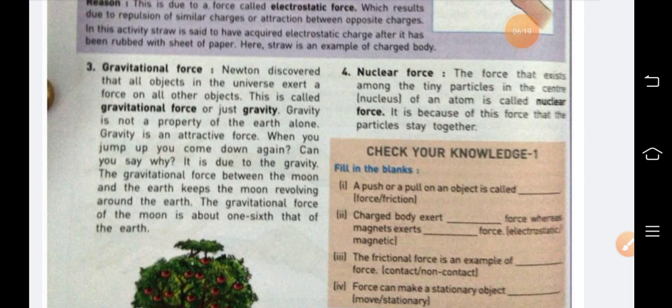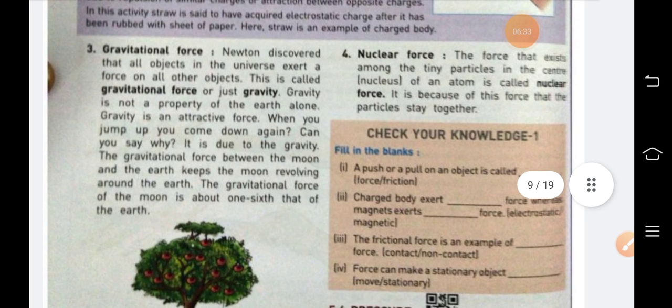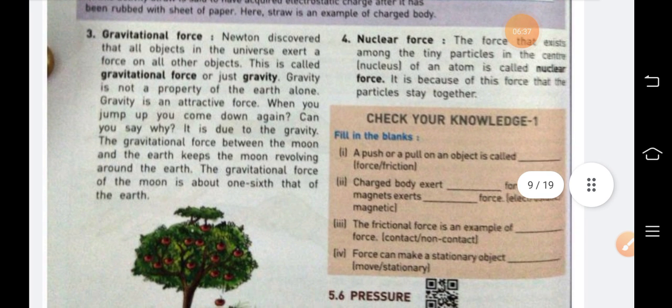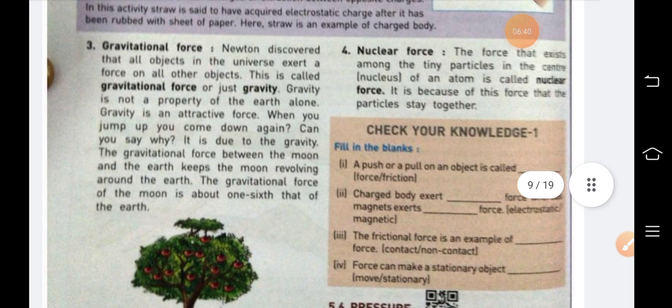So there is some force between these particles, and this is called nuclear force. And because of this force, the particles stay together. So these are all about the different types of force. Next, pressure, we will continue next day.